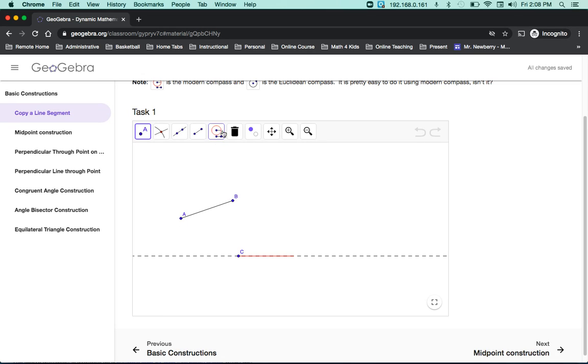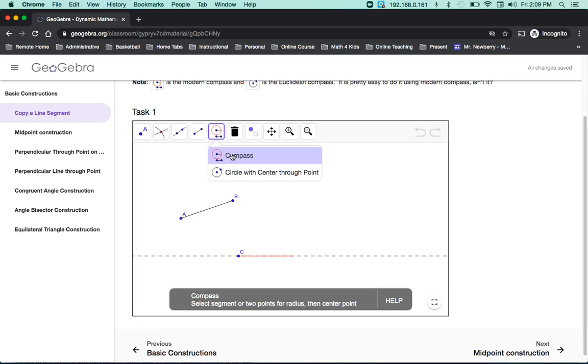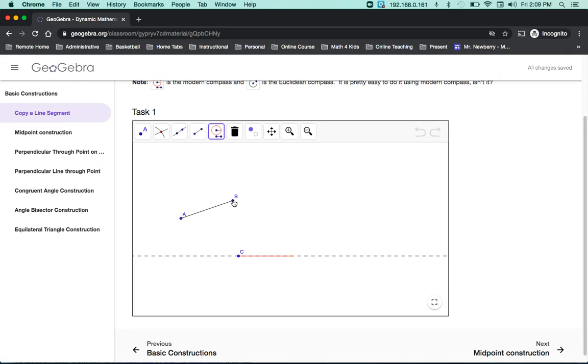And this is the compass tool right here. It's the red circle with the little segment underneath it. So if I click on that, I'm going to go down to compass. All right. Now, the pointy end is always going to be the second click. So the first click is going to be the outside of the circle. The second click is going to be the pointy end. And you'll see what it does is it makes a circle that has a radius the length of the segment AB.